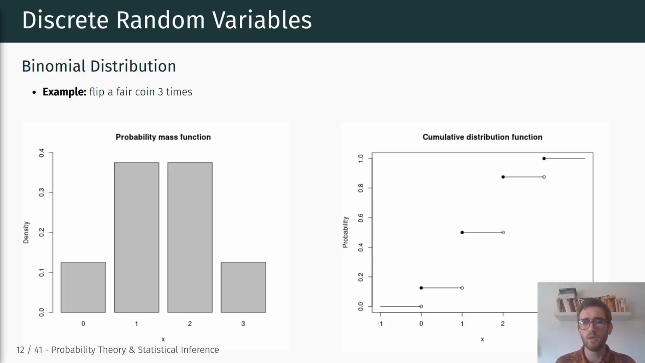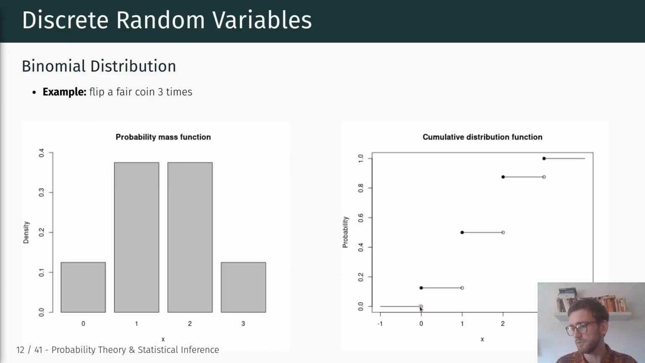We can also plot this binomial distribution. For example, here we have a case where we flip a fair coin with success probability 0.5 three times. We could plot the probability mass function, which for each possible outcome of x, which now ranges between 0 and 3, lets us directly compute the probability for each of those outcomes. The cumulative distribution function is then the sum of those individual probabilities up to a certain point.